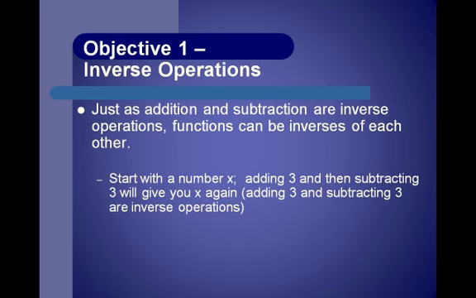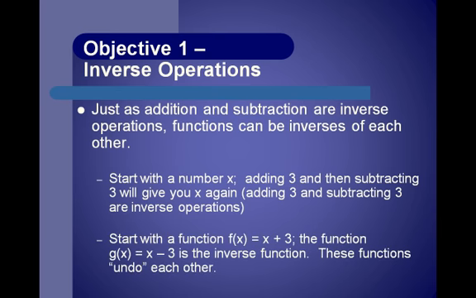Start with the number x. Adding 3 and then subtracting 3 will give you x again. Therefore, adding 3 and subtracting 3 are inverse operations. Start with the function f of x equals x plus 3. The function g of x equals x minus 3 is the inverse function. These functions undo each other.